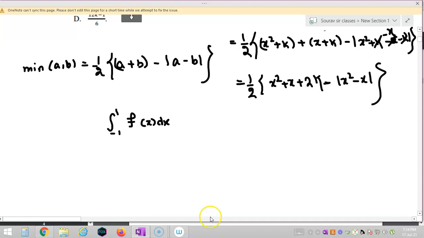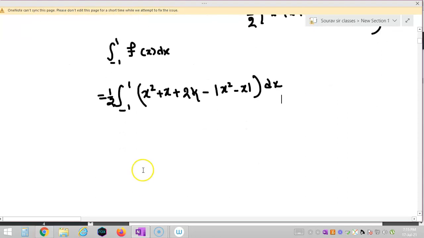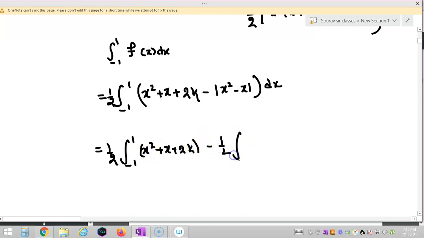So it will be equal to integration from -1 to 1 of the value of f(x). I am taking the 2 out of this integration. So it will be x square plus x plus 2k minus mod of x square minus x, whole into dx, right? So I can separate this. I can write it as 1 by 2 times integration -1 to 1 of x square plus x plus 2k, minus half integration -1 to 1 of mod of x square minus x into dx.